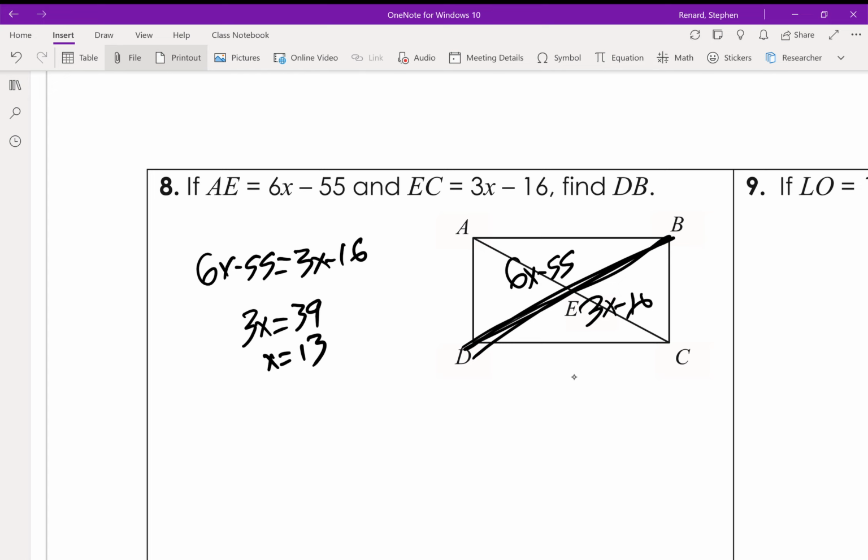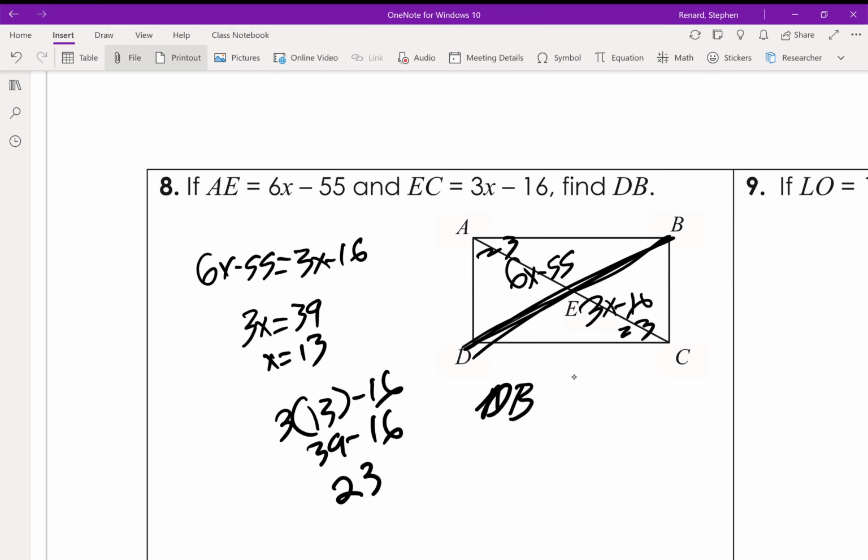Now, watch what we're going to do. We're going to drop it back into that 3x minus 16. It's going to be 39 minus 16, or 23. So if this is 23, this is 23. That makes the whole thing 46. And because it is a rectangle, we know the diagonals are congruent. So D to B is going to be 46.